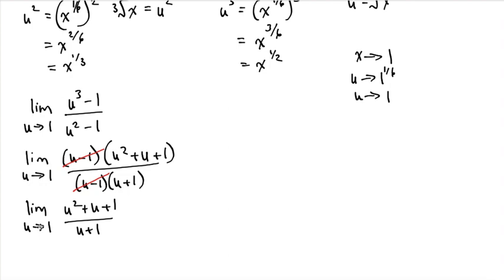And now if I substitute 1 in for u, I'm not going to get the indeterminate form, so I can solve for this limit. I'm going to get 1 squared plus 1 plus 1 in the numerator over 1 plus 1 in the denominator. 1 squared is 1, plus 1 is 2, plus 1 is 3. 1 plus 1 is 2. So the limit as x approaches 1 of the square root of x minus 1 over the cubed root of x minus 1 is equivalent to 3 over 2.